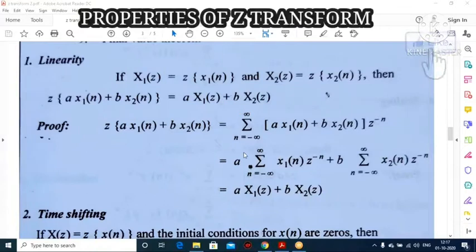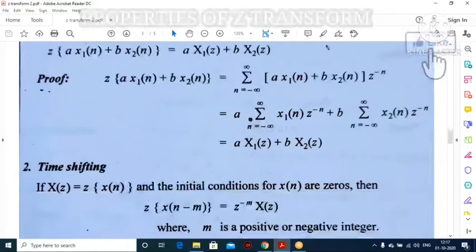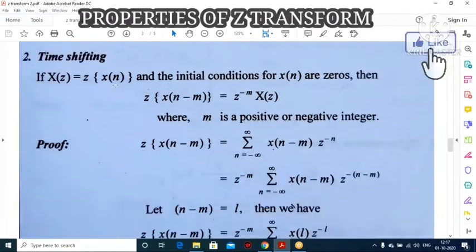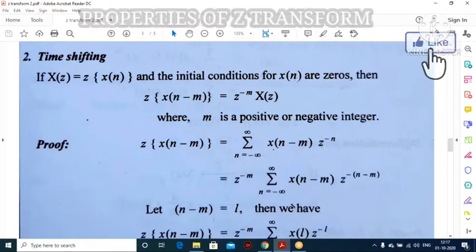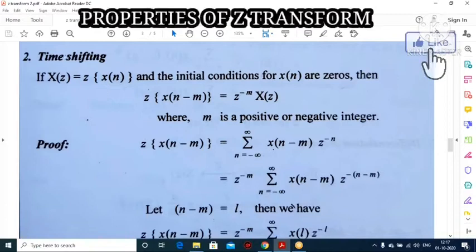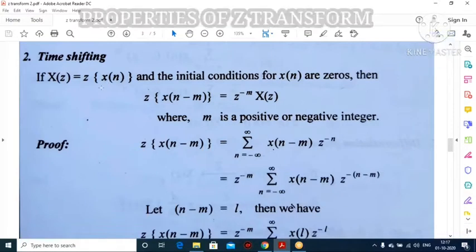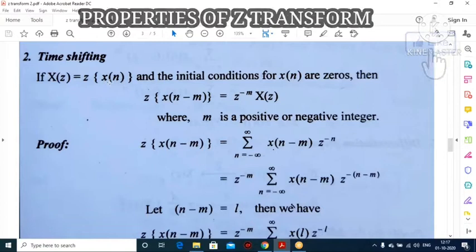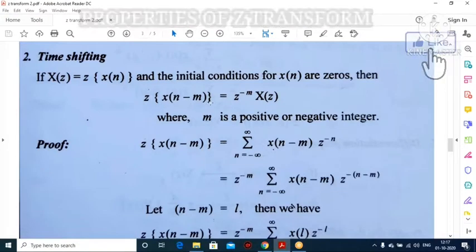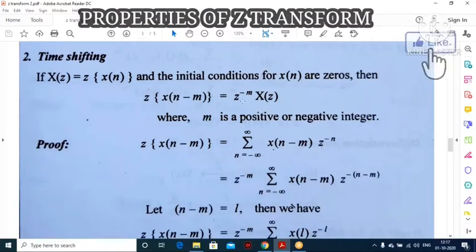Next, we go on to the second property, that is the time shifting property. Here, if x of z equals the Z transform of x of n, and the initial conditions for x of n are 0, that is x of n minus 1 is 0, then time shifting means x of n becomes x of n minus m. So Z transform of x of n minus m equals z power minus m into x of z.